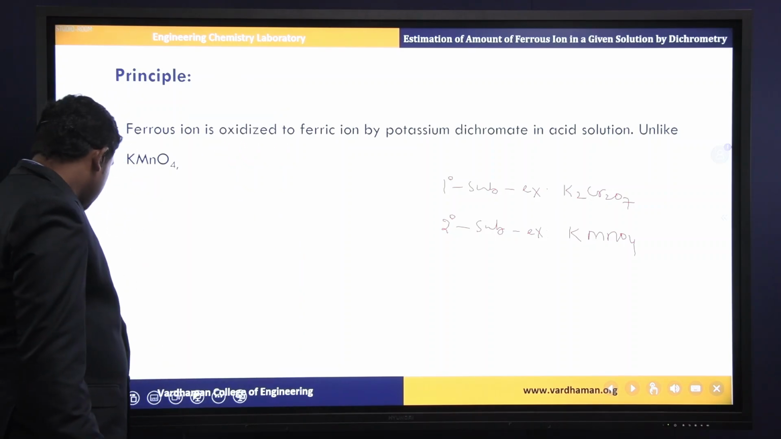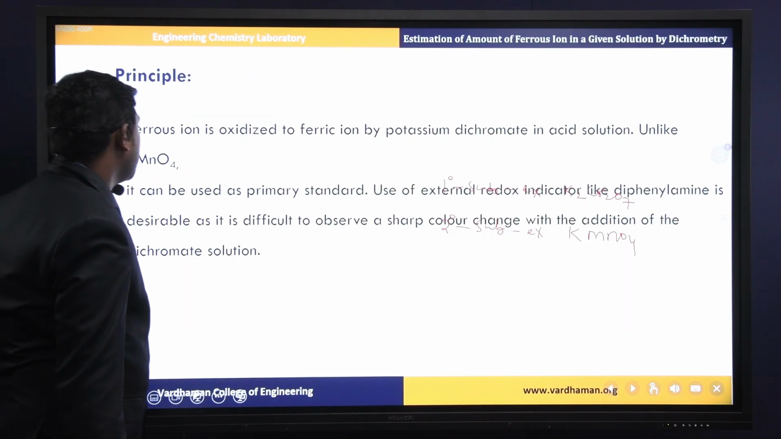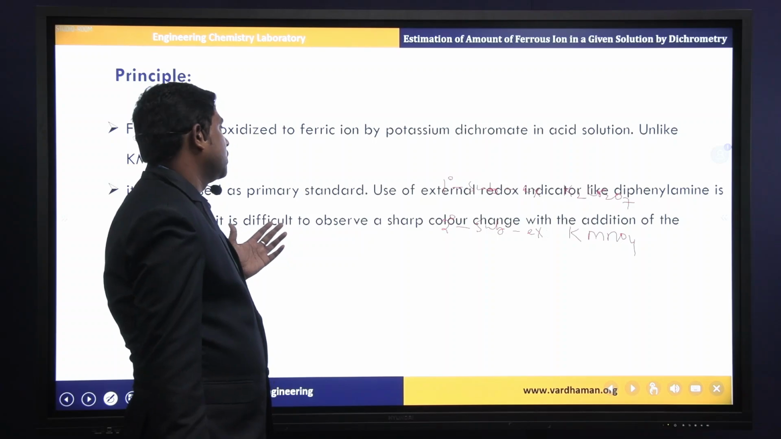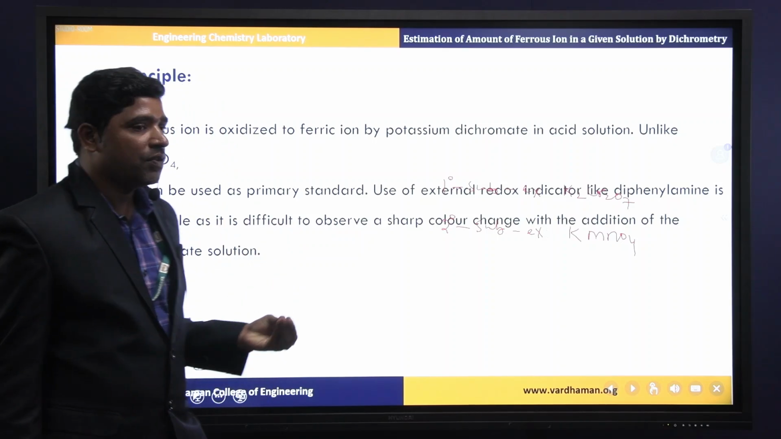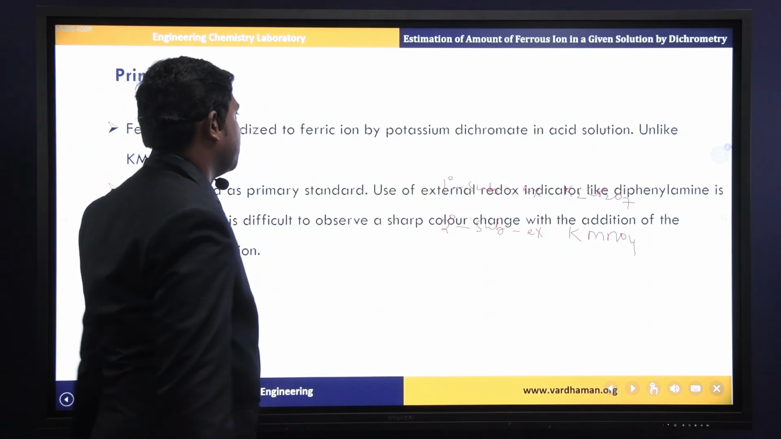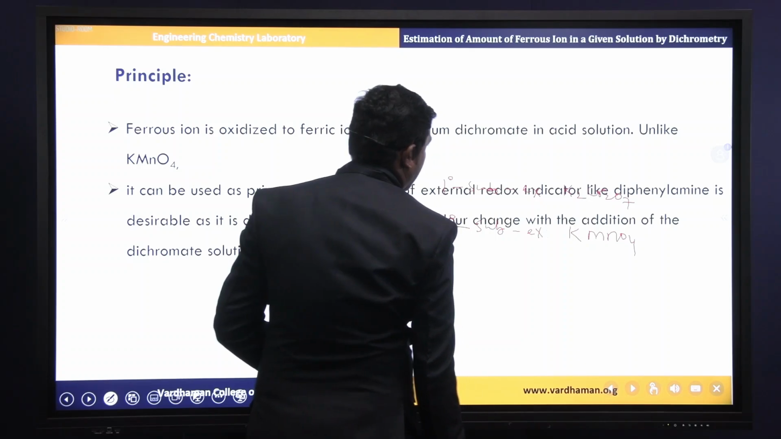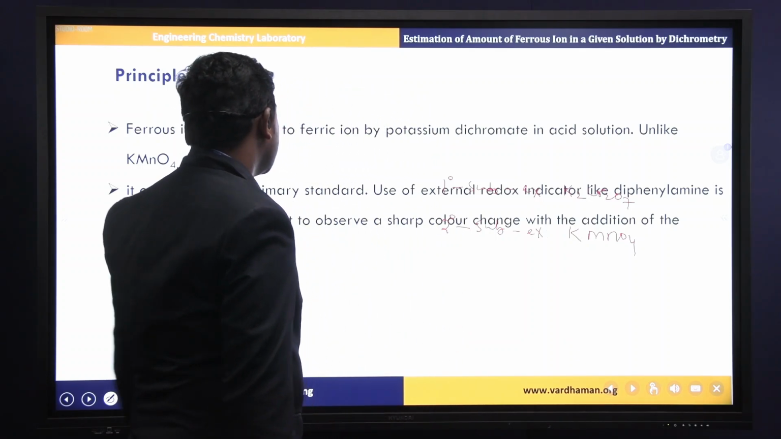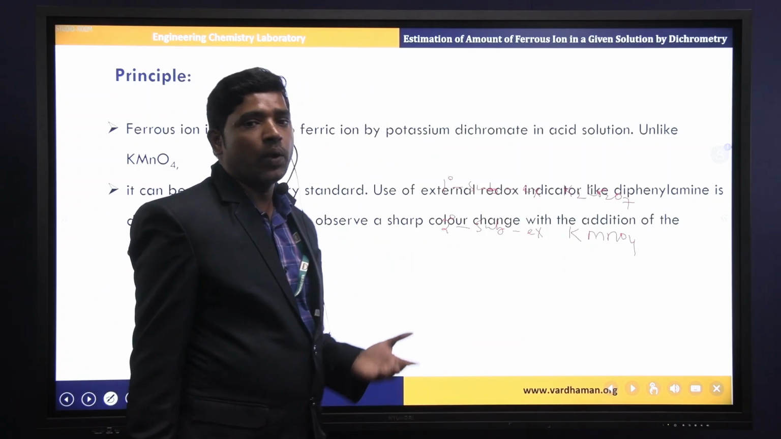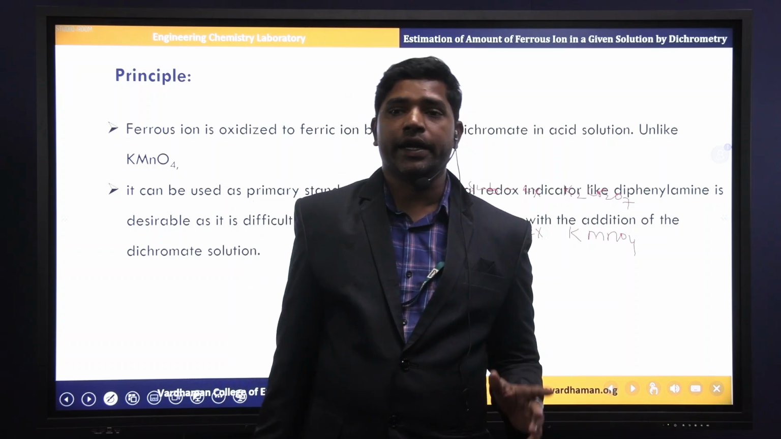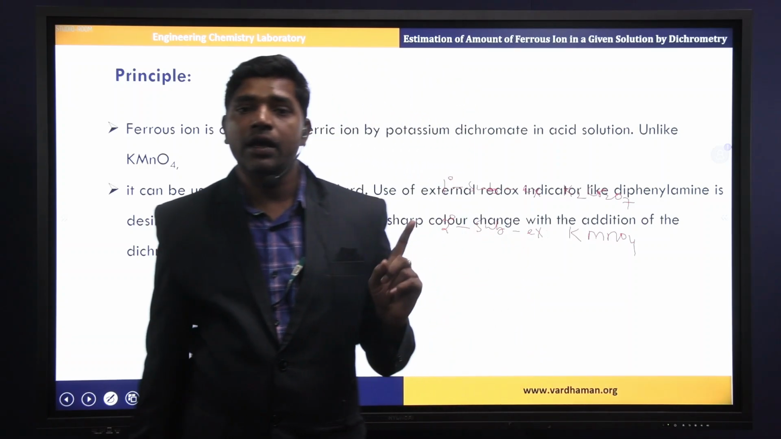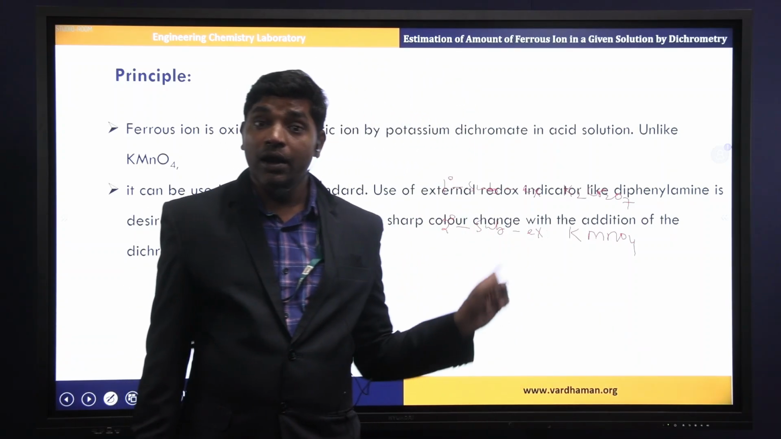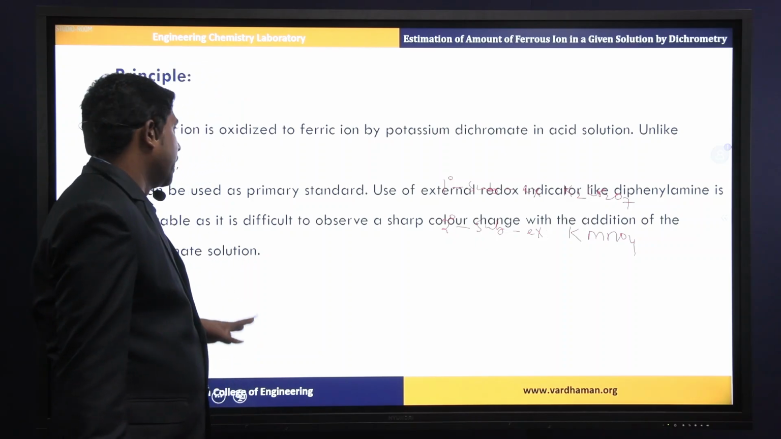Okay, students, next, potassium dichromate can be used as a primary standard solution, meaning a substance available in pure form. We use an external indicator like diphenylamine. In this experiment we require one indicator, that is diphenylamine.